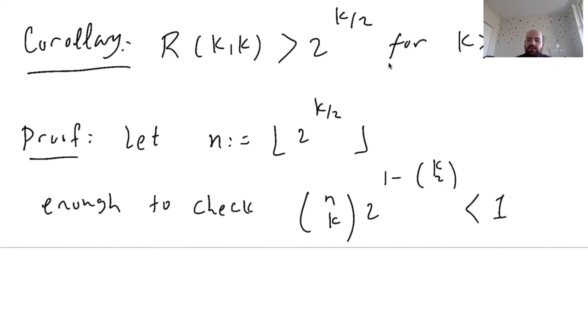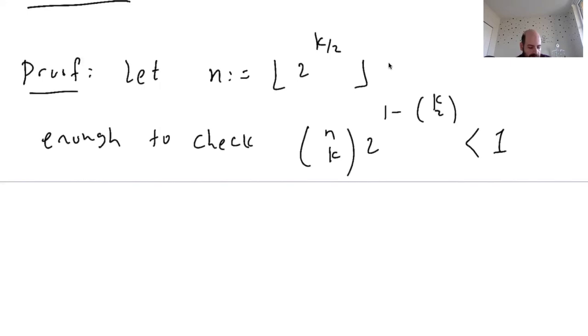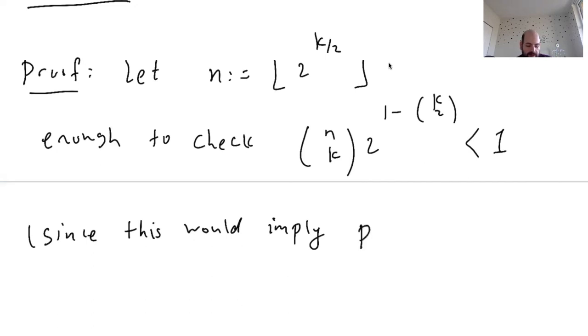Why is it enough to check this? Since this would imply, okay, once I check this, then the theorem that we just proved implies that capital R of k and k is bigger than n.